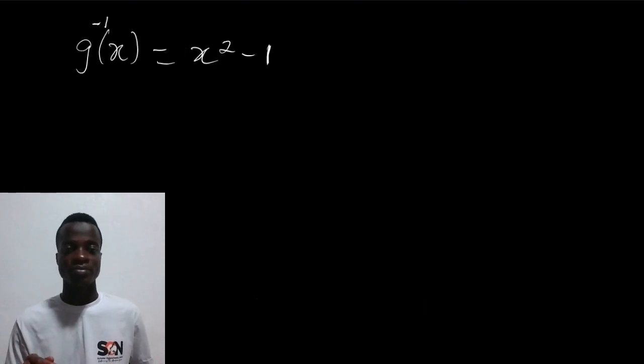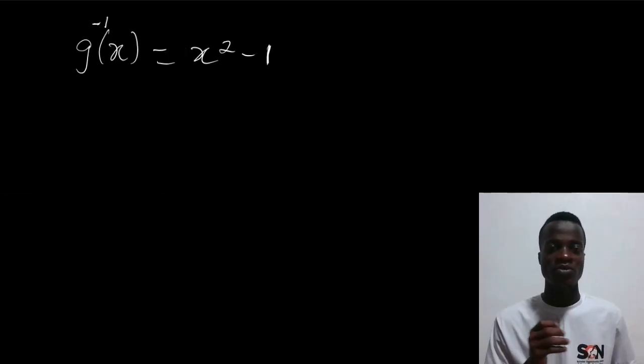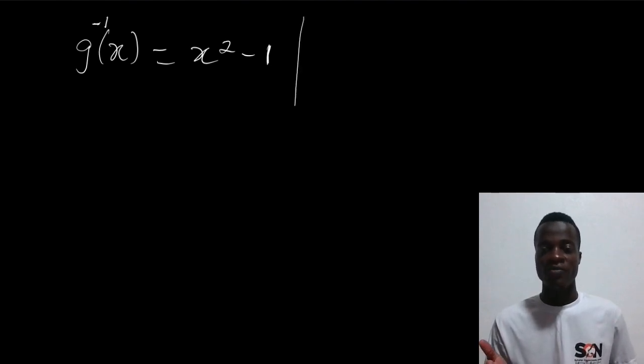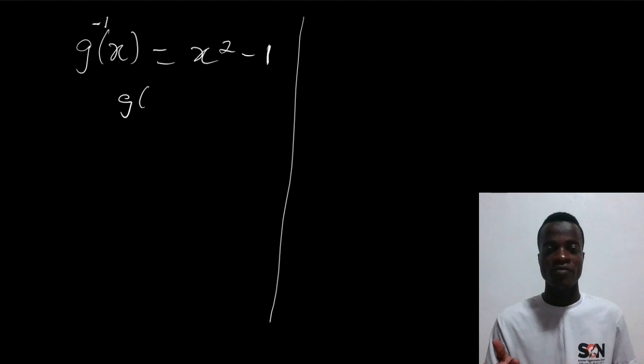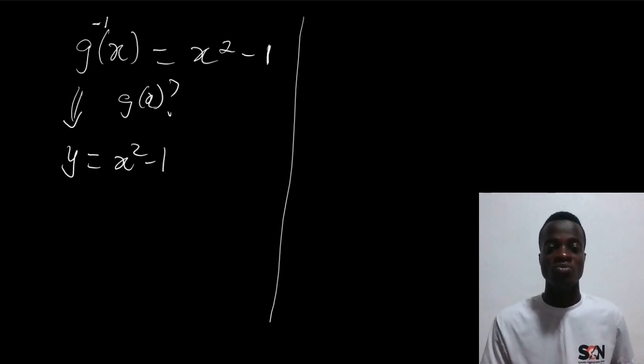Another example, they give us g inverse of x to find the function g of x. So it's g of x that we are looking for. So for this one, we do the same process again. We say y is equal to x squared minus 1. We change it to y to make it easy to manipulate.